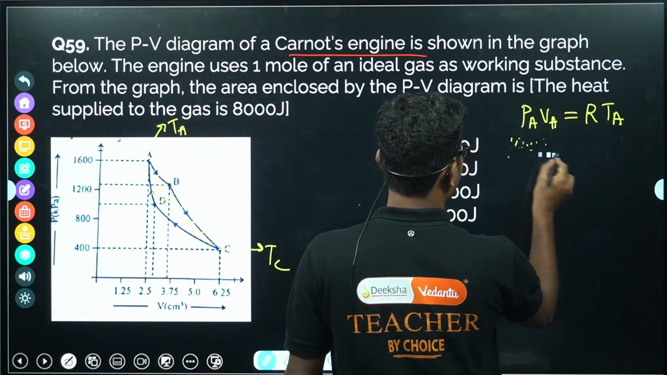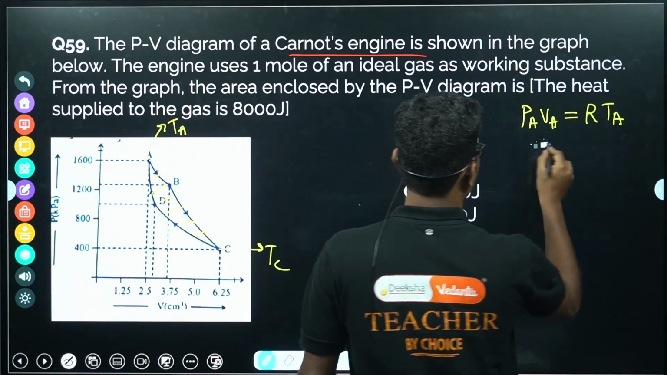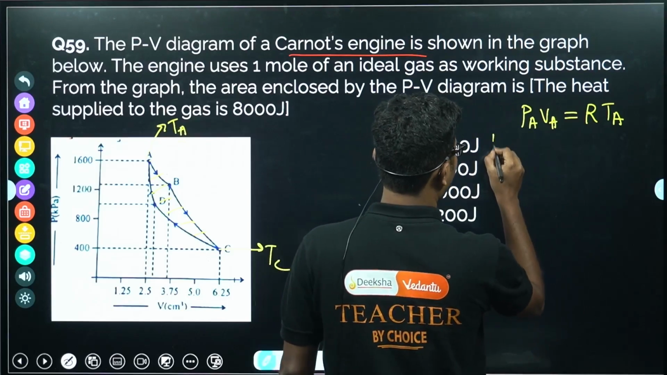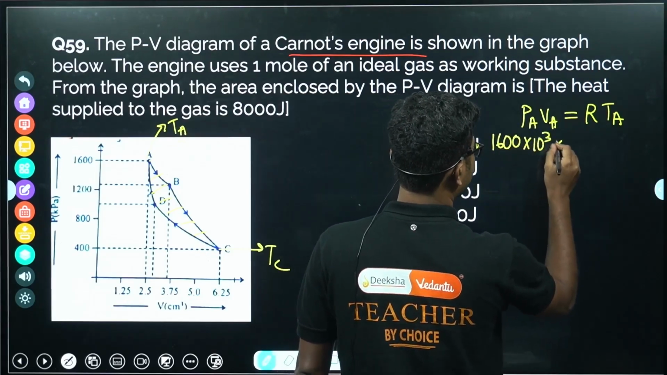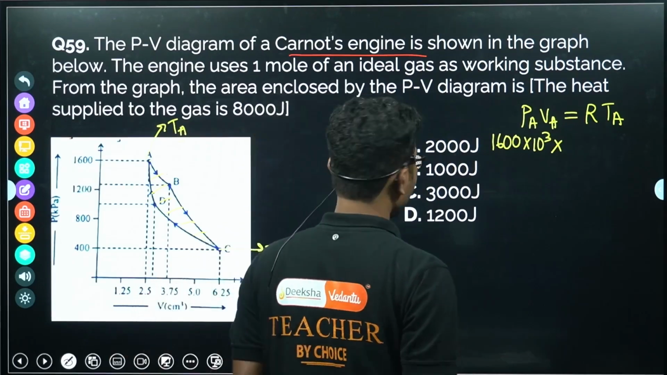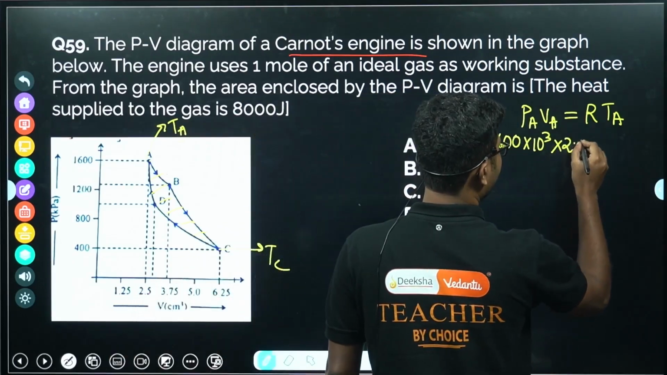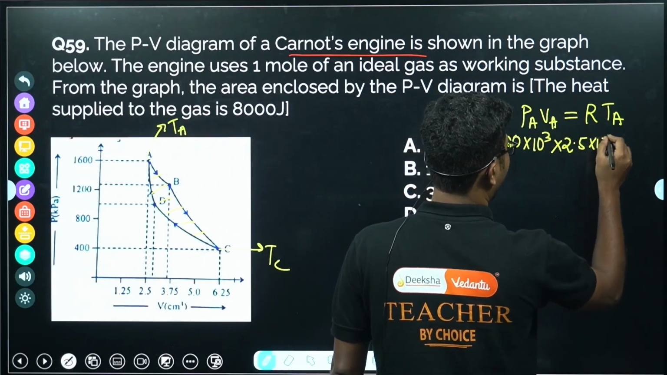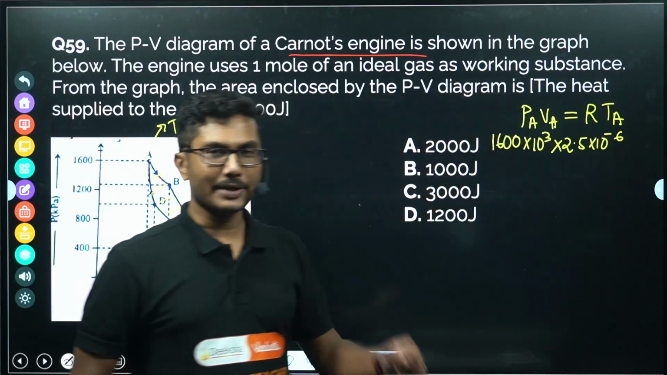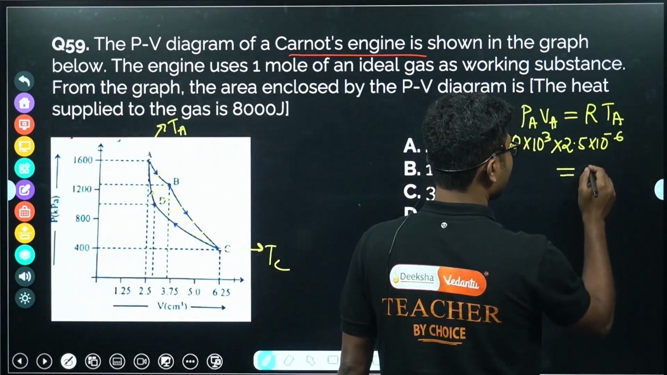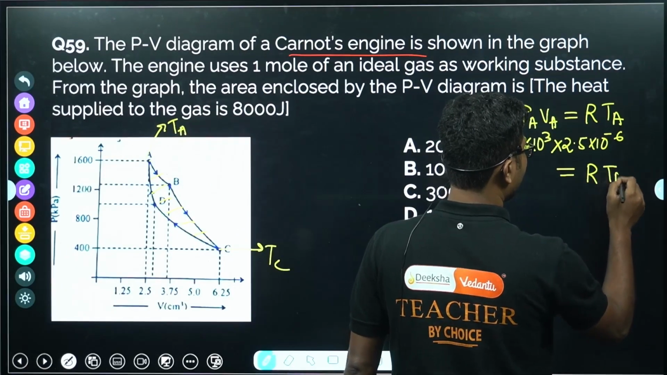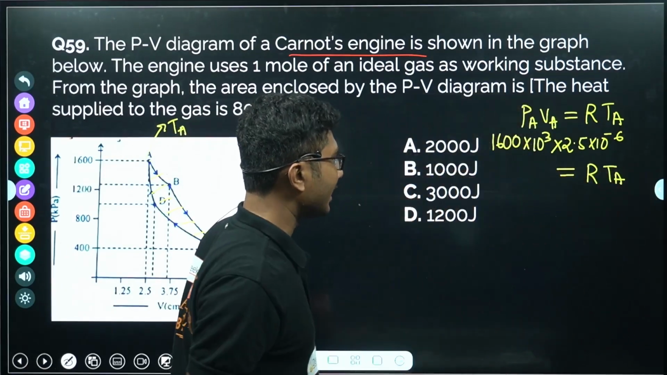Kilopascal means, let me simplify it. 1600 times 10 to the power of 3 pascals, and V is 2.5 centimeter cube. That means 2.5 times 10 to the power of minus 6, right? Centimeter cube to meter cube is minus 6, equals R times TA. We do not know the value of TA. R, I am keeping it as R for now.